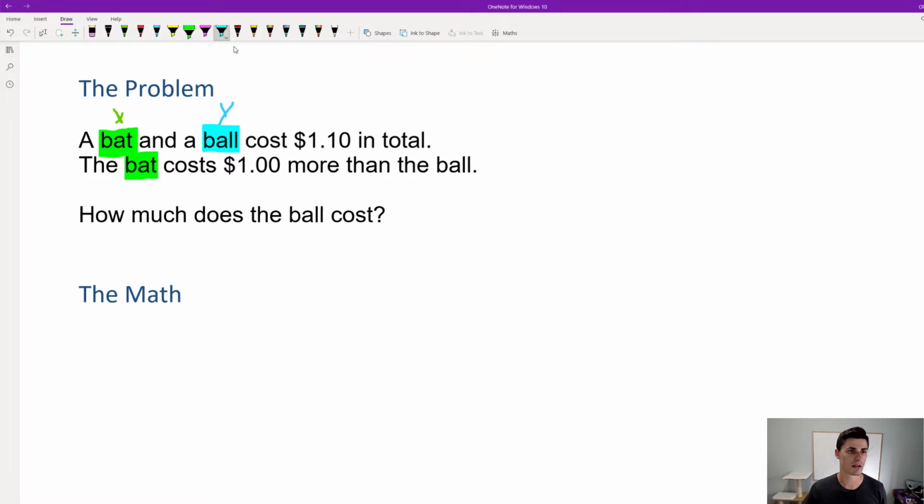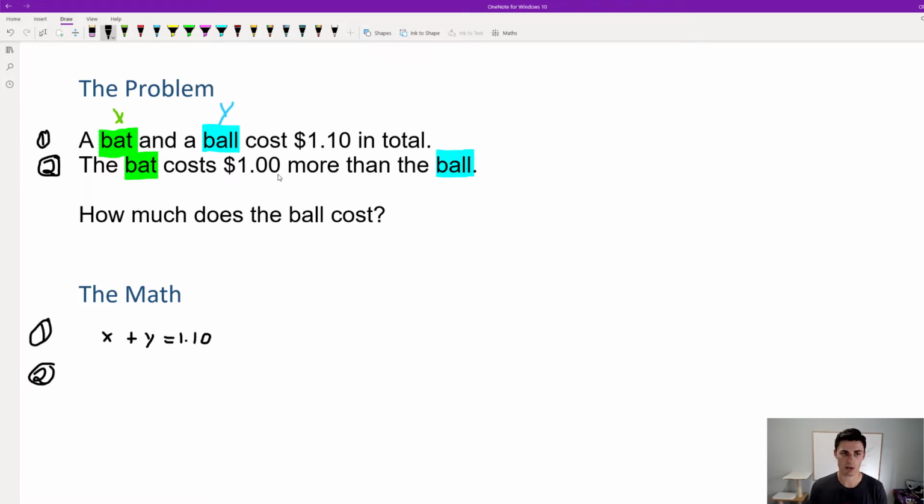So let's translate these two sentences into math. We have two sentences, so let's translate them into two equations. My writing's horrible, I'm writing with a mouse, so bear with me. We have the bat and the ball together cost $1.10, so X plus Y equals 1.10. That's the first sentence. The bat costs $1 more than the ball.